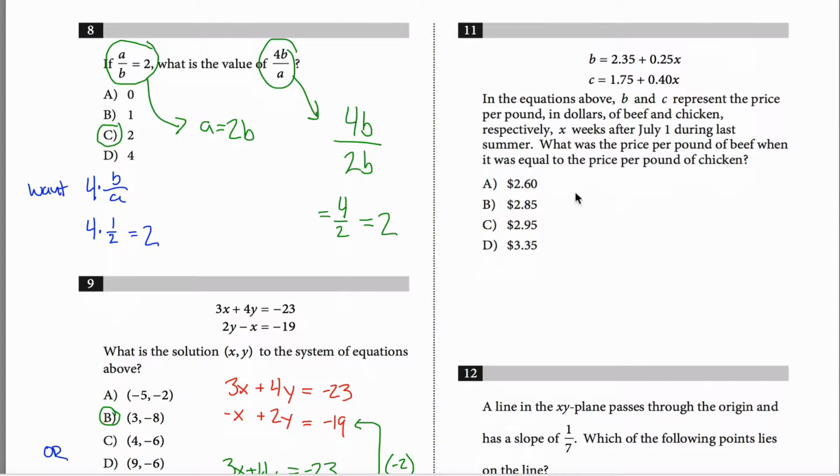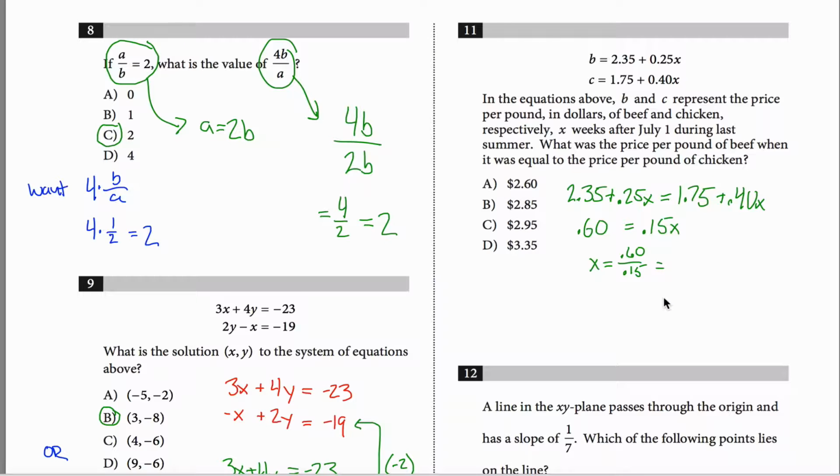If B is the same as C, then I got 2.35 plus 0.25x. That's what B is. That must be the exact same as 1.75 plus 0.40x. Right? If B and C are the same, this equals this. And so now I can solve for x algebraically. Maybe I subtract 1.75 from both sides, which is a bit annoying without a calculator, but maybe you can figure out that that's 60 cents over here. And then I subtract 0.25x from both sides and get here. And then I have to divide these numbers, so I get that x is equal to 0.60 divided by 0.15.